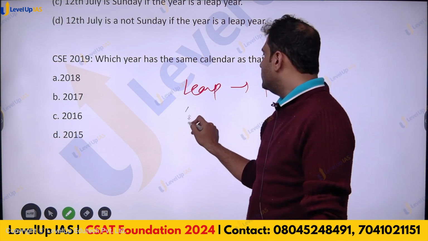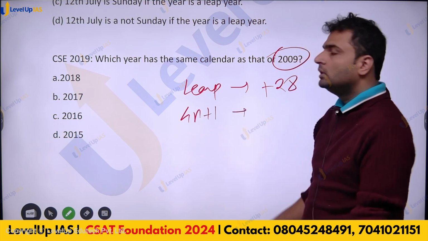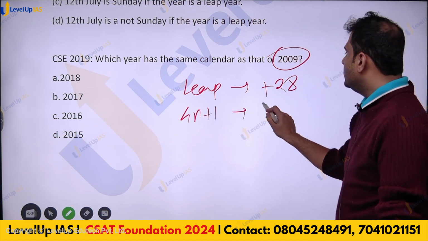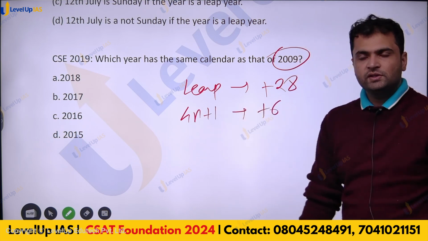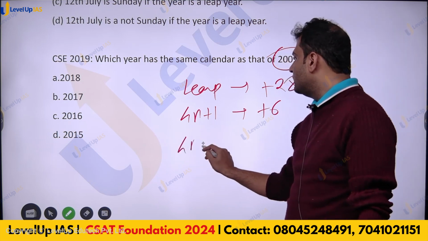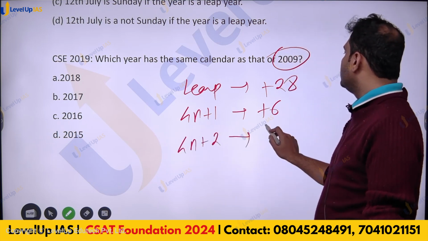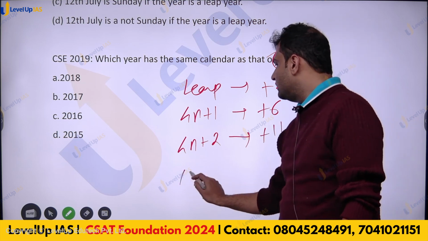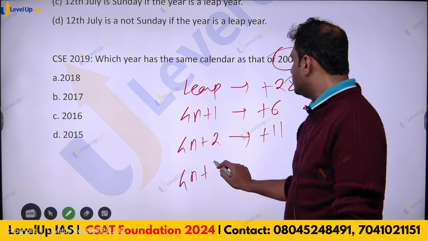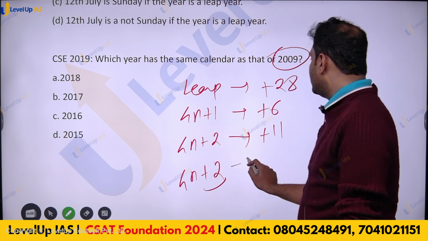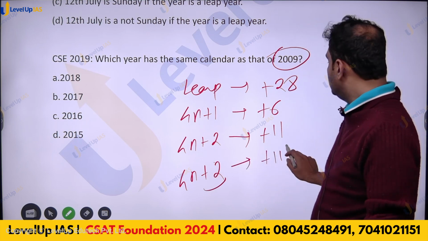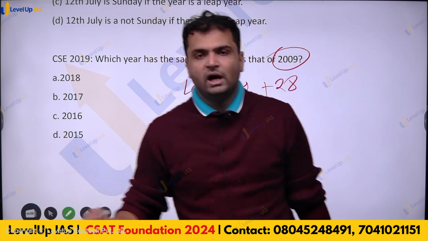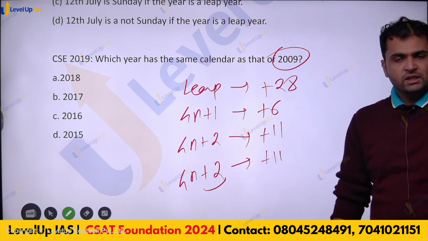If we have leap year plus 1, the calendar will repeat after 6 years. If we have leap year plus 2, the calendar will repeat after 11 years. If we have leap year plus 3, then the calendar will repeat after 11 years. These are the rules. Apart from that, there are a few special cases.